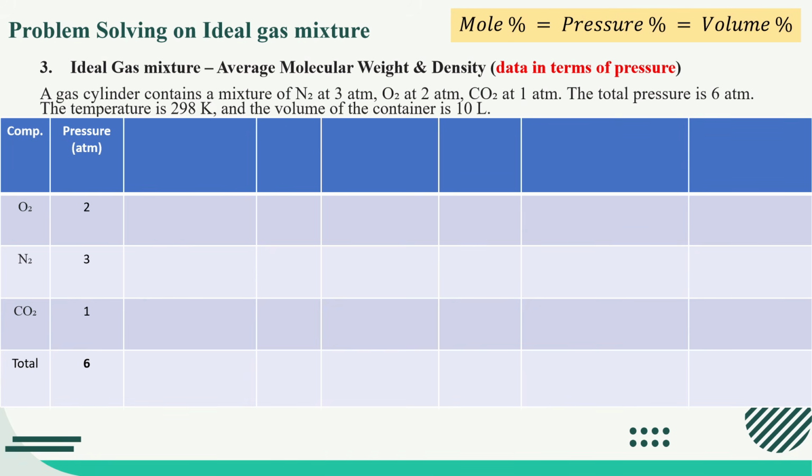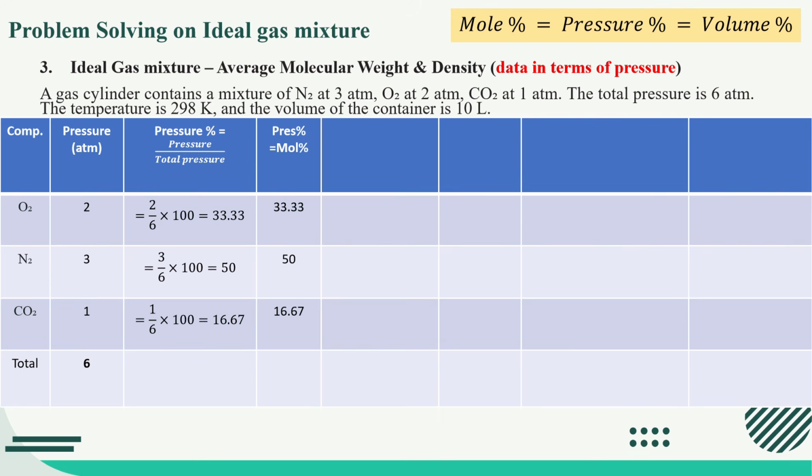We know that in an ideal gas system, the pressure percentage is equal to the mole percentage. Once I calculate the total sum of pressure, I can calculate the respective pressure percentage, which is the individual pressure divided by the total pressure. So 2 by 6 gives me 33.33. Similarly, I do it for the other two components.